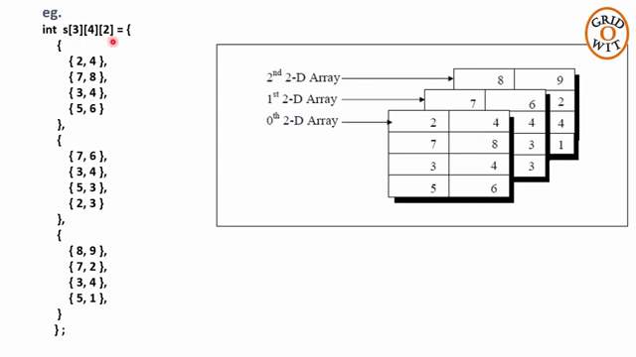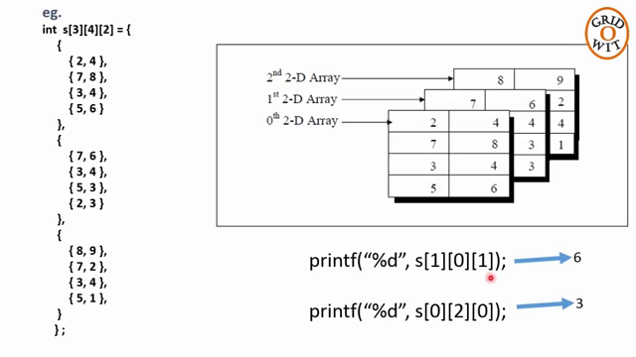Now suppose you want to print this value 6. So first of all, you have to tell in which 2D array this value 6 is, and then in which row, and after that in which column. This value 6 is in the first 2D array, in 0th row, and in first column. So you have to write S[1][0][1] in square brackets. This will print the value 6. Similarly, this value 3 is in the 0th 2D array, second row, and 0th column. So you have to write S[0][2][0]. This will print the value 3.